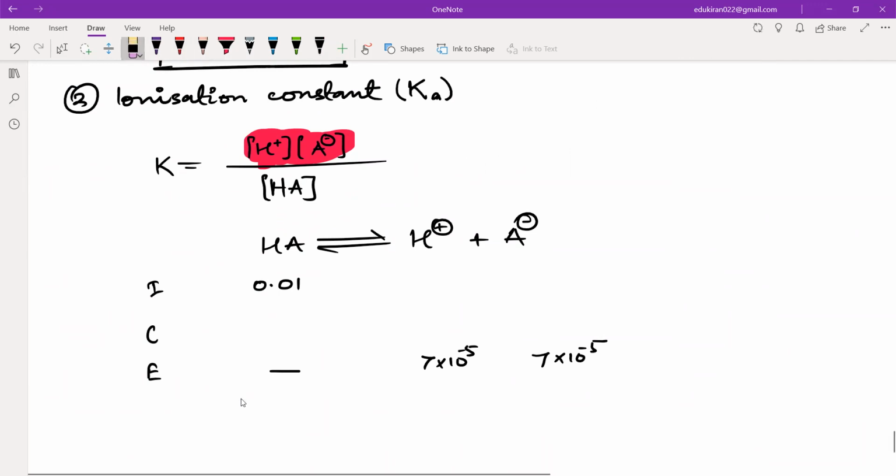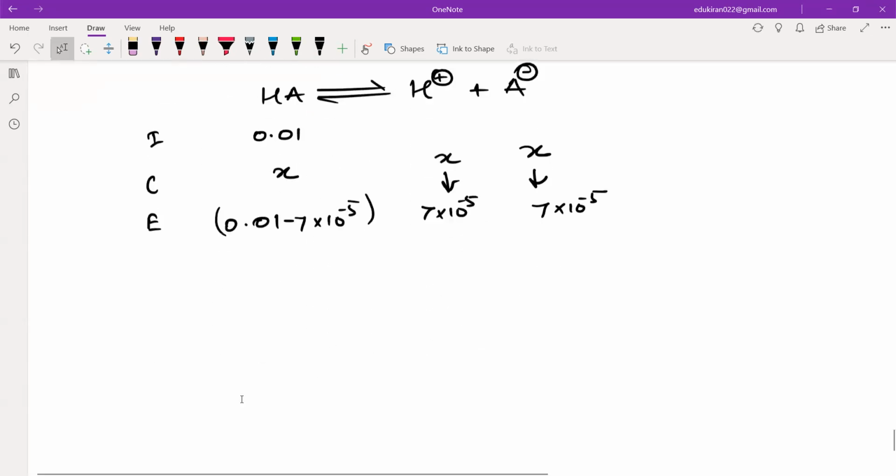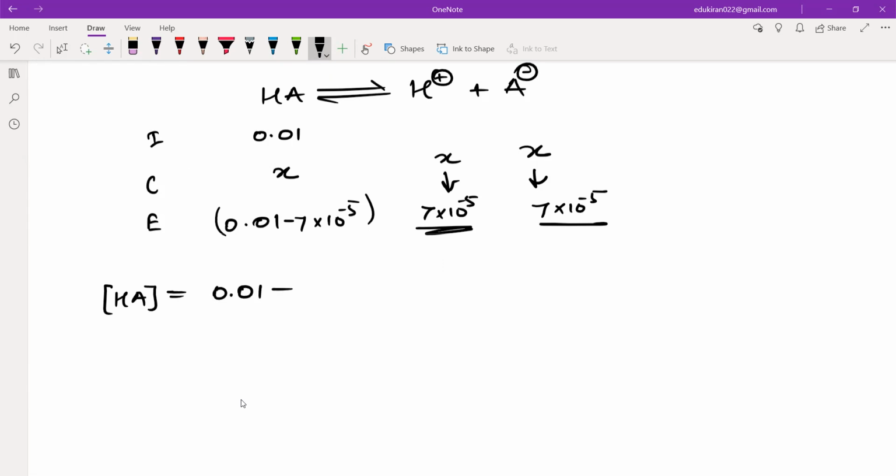That means the change here, whatever x and x was there, this will be 0.01 minus x. And you can see that x is equal to how much? 7 into 10 to the power minus 5. Yes or no? Can all of you see that? Yes, sir. Because the change is x, and the x we have just calculated is 7 into 10 to the power minus 5. That's why the concentration of HA, that is the undissociated acid, will be equal to 0.01 minus 0.00007.